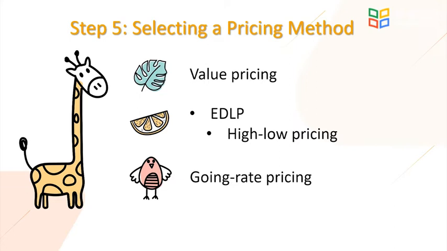In high-low pricing, the retailer charges high prices on an everyday basis, but runs frequent promotions with prices temporarily lower than the EDLP level. In going rate pricing, the firm bases its price largely on competitors' prices. Going rate pricing is quite popular where costs are difficult to measure or competitive response is uncertain. Firms feel it is a good solution because they believe it reflects the industry's collective wisdom.